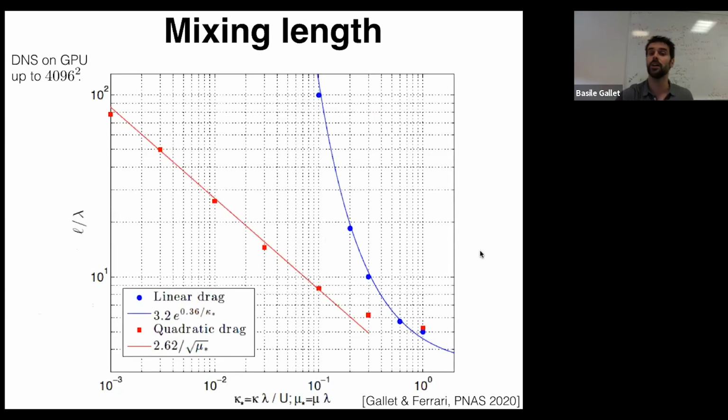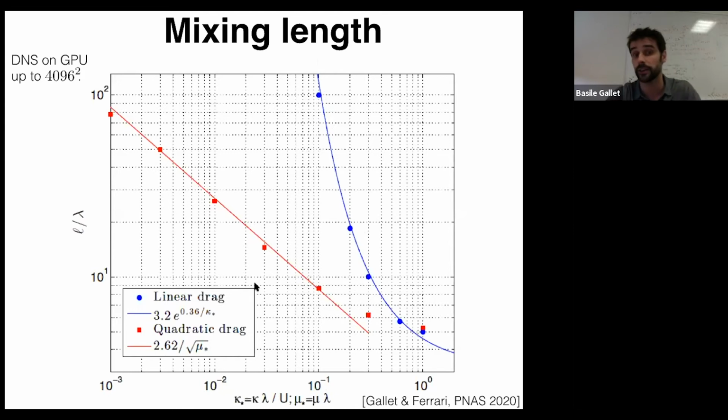Okay, so we did our own DNS, or numerical simulations, of the two-layer model. I did that on a GPU, and you can see here the dimensionless mixing length as a function of the dimensionless drag coefficient, either linear drag or quadratic bottom drag. You can see the data points for the two cases here in blue and red, and you can see the results of the scaling theory here, the exponential behavior for linear drag and the power law behavior for quadratic drag.